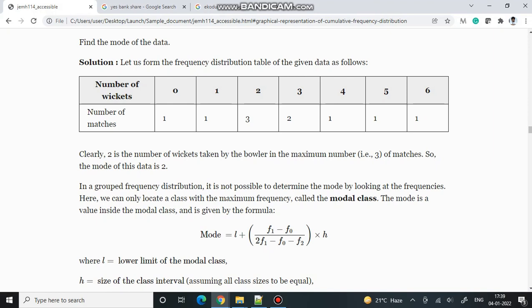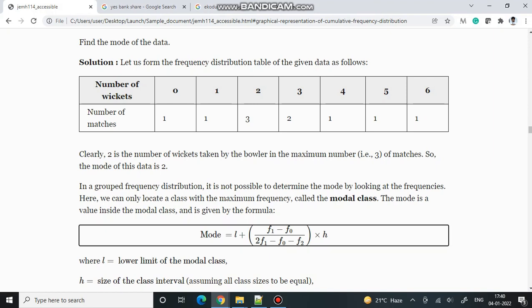Now if I want to read each and every part of the equation, because sometimes if the equation is large, it is very difficult to understand the complete equation, right? So what I'll do is I'll just press enter. "Mode equals L plus left parenthesis start fraction F1 minus F0 over 2 F1 minus F0 minus F2 end fraction right parenthesis times H." It will read the complete equation for me.